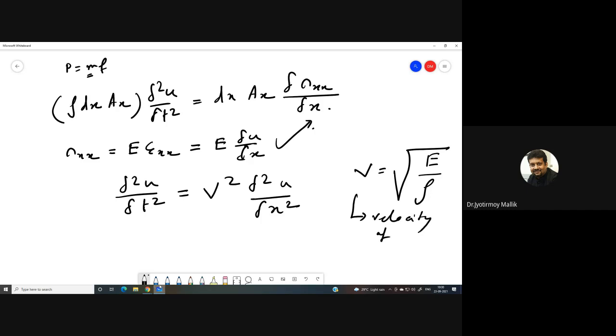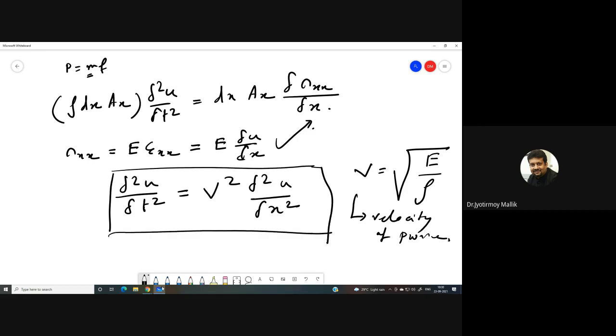And v is essentially the velocity of the P wave along x direction. Now, what I have derived is the velocity equation for P wave propagation along x direction.